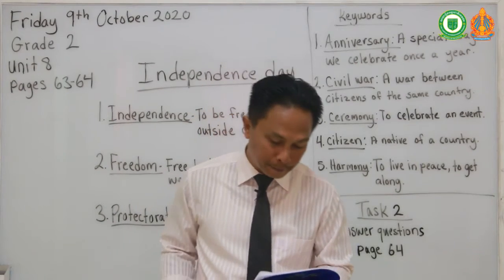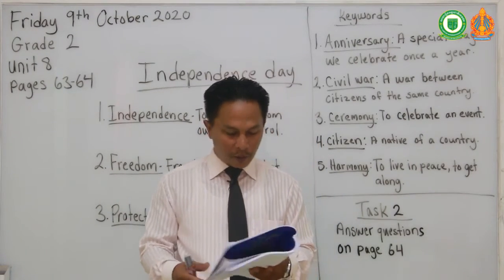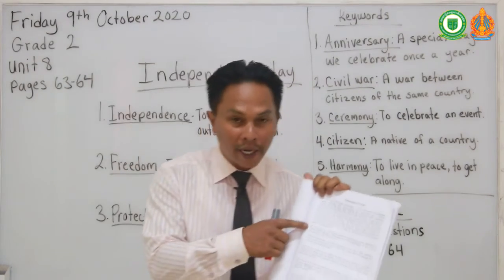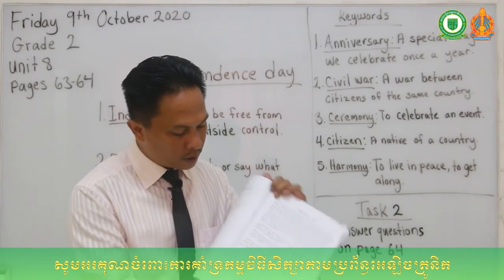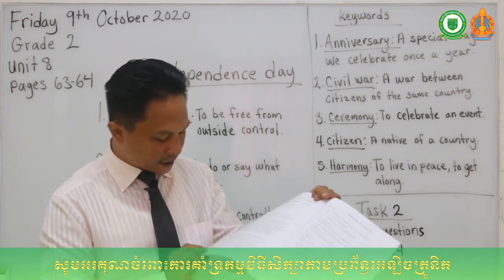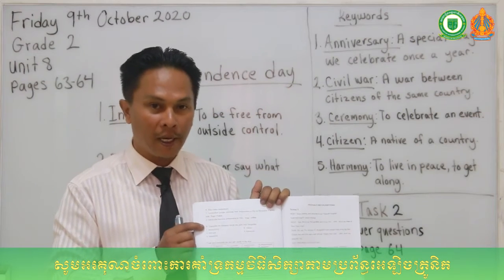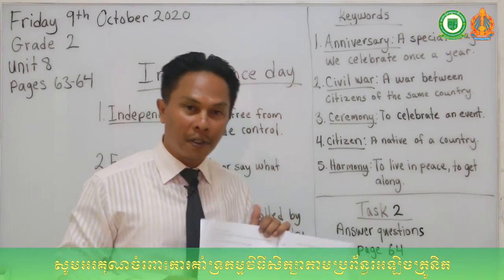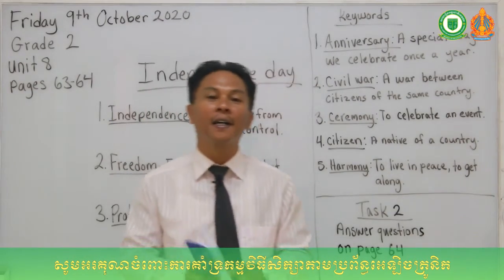Okay, now going on to task 2. Task 2, I want you to finish reading page 63, but read part B, okay, all the way through. And then I want you to, for your task, answer page 64, part A and part B, okay? And when you're done with that, let me know. And I have another task for you. Okay? All right, I'll see you in clip 3.